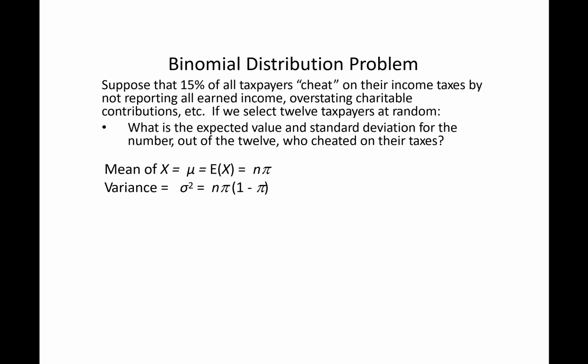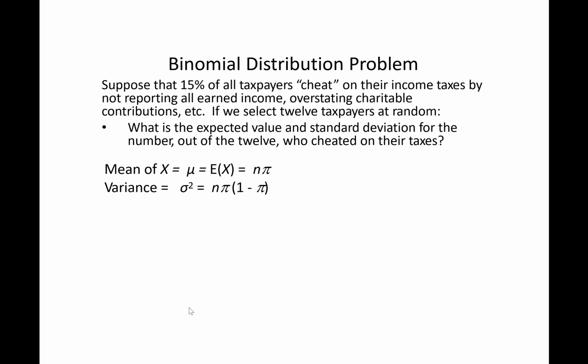We're now going to skip to the final question because we're going to do this one without software as well. In this question, we're being asked what the mean and the standard deviation are for the number of people who cheated on their taxes out of 12. And so if you look in your notes or in the textbook, you'll find the formula for the mean is just n times pi, and I think that makes sense. If you have n trials and there's a probability of success pi, then you would expect n times pi of those to be successes. And the formula for the variance is very similar. It's n times pi times 1 minus pi, we actually want the standard deviation, which we will get by taking the square root of that.